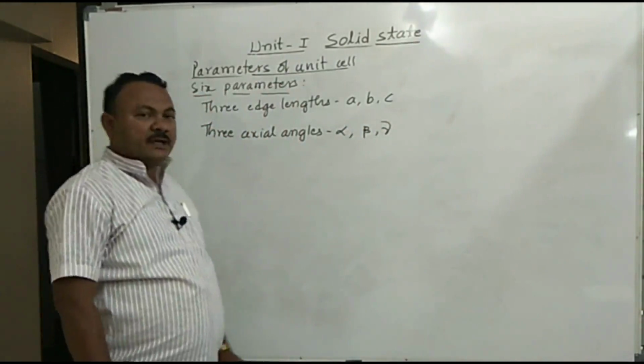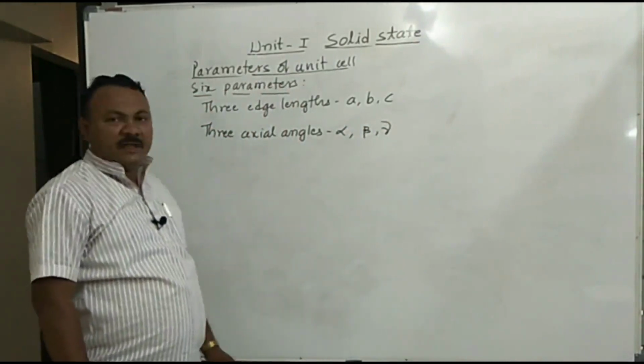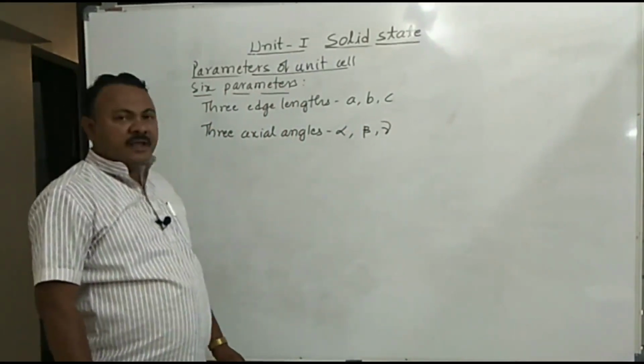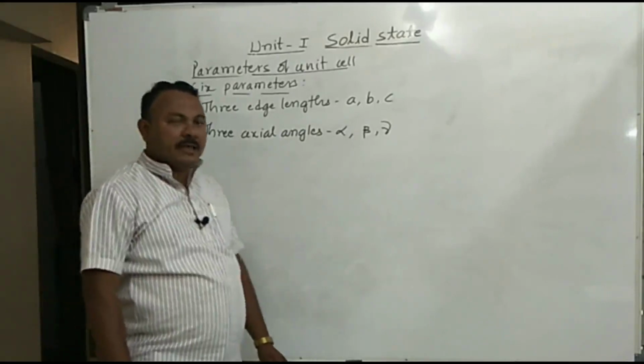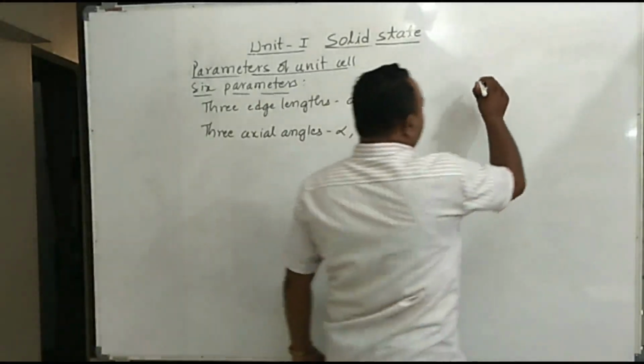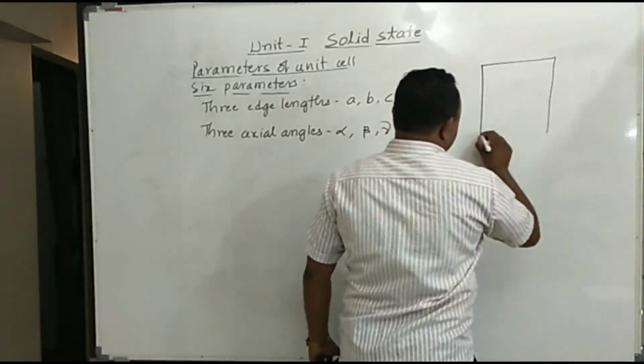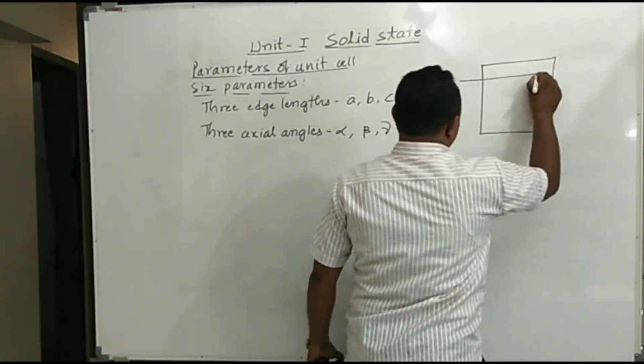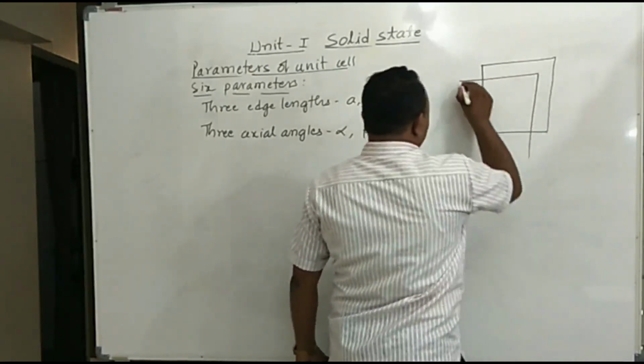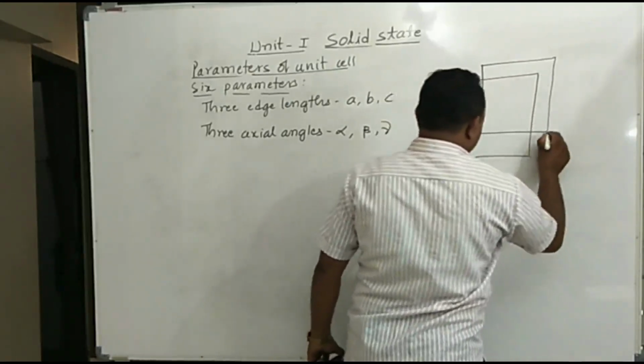So a unit cell is characterized by 6 parameters: 3 edge lengths a, b, c, and 3 axial angles alpha, beta, gamma. Let us see how they are shown with respect to a unit cell. This is a unit cell and I am going to show you all a, b, c, alpha, beta, gamma.